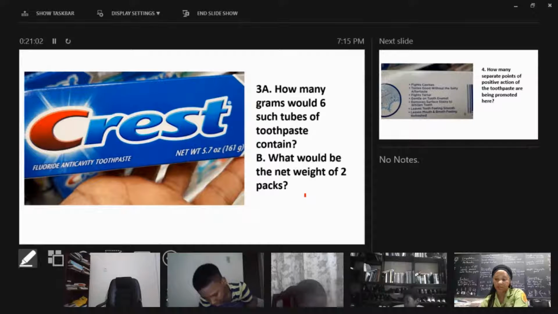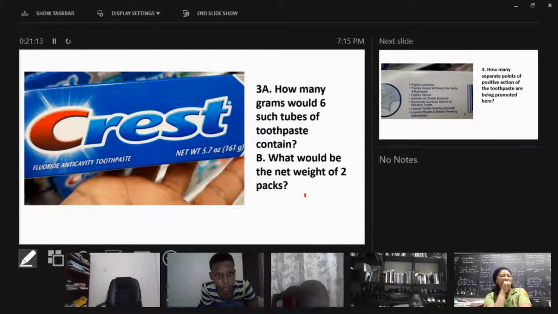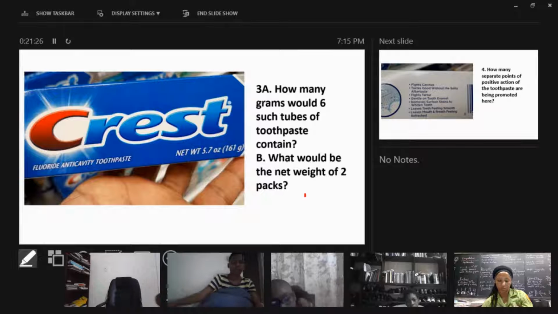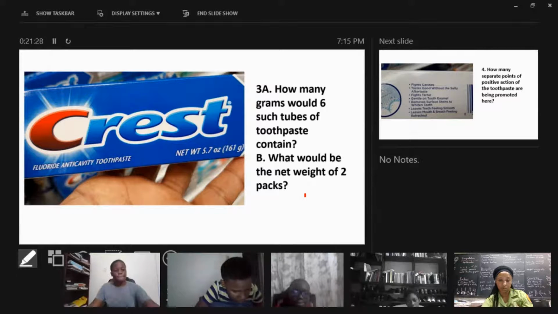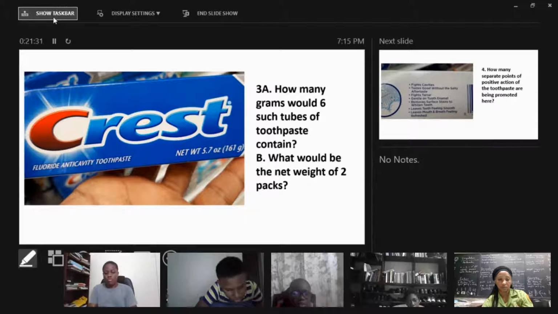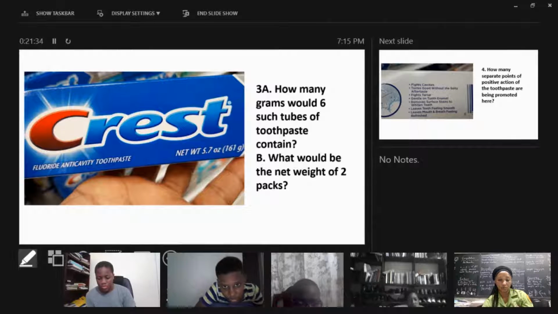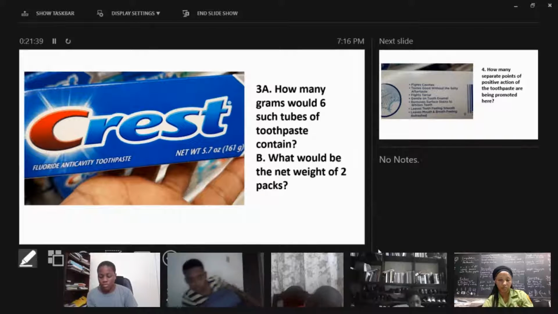Amari, question 3. 3A. How many grams would six such tubes of toothpaste contain? B. What would be the net weight of two packs?